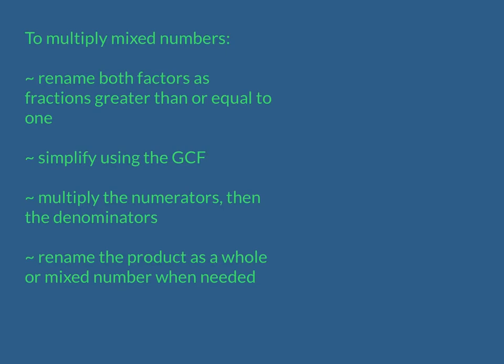To multiply mixed numbers, first rename both factors as fractions greater than or equal to 1. Then simplify using the GCF. Next, you multiply the numerators, then the denominators, and last, rename the product as a whole or mixed number when needed. So let's walk through that together.